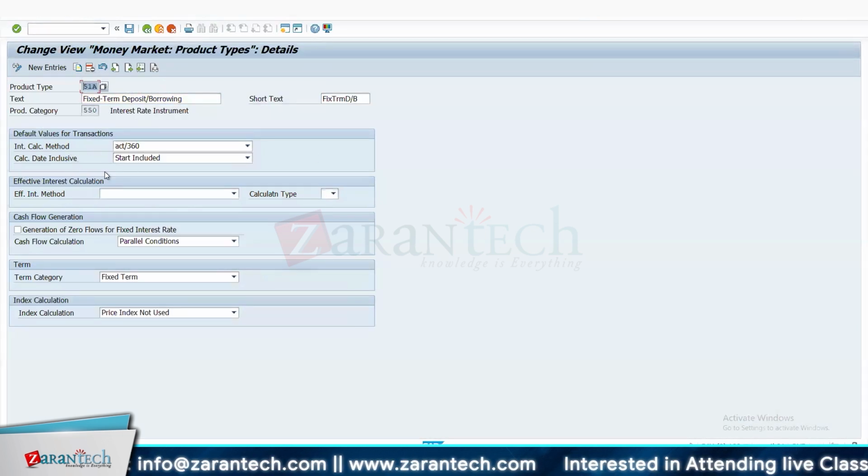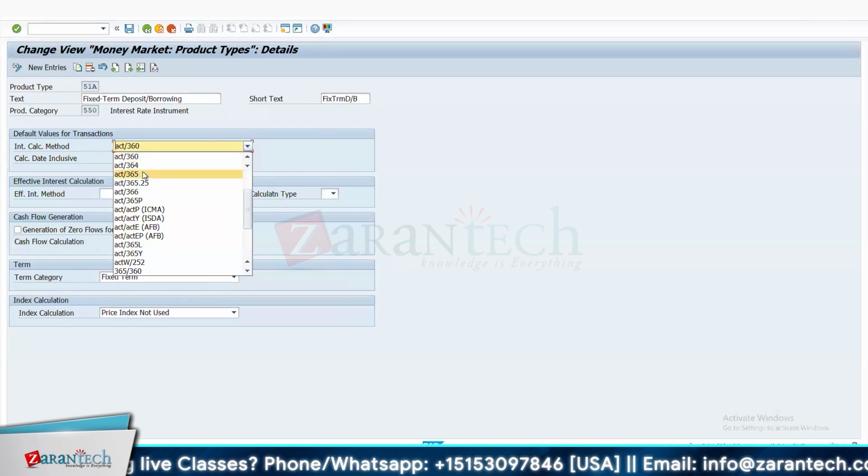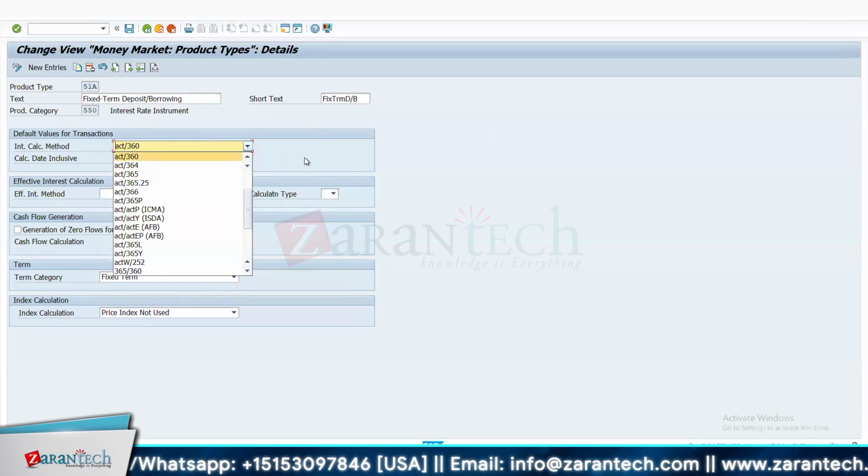Then when you're doing the calculation of the interest, whether the starting date will be included or not, that default can happen with some product type configuration. And there can be some default settings like term category fixed, interest calculation, parallel condition, all these things can happen. So we don't generally touch a lot of things here. And calculation method you can definitely change. Let's say depending on the way the rate is based on the 360 days or 365 days, you can actually change that. But apart from that, we don't make a lot of changes to the configuration.